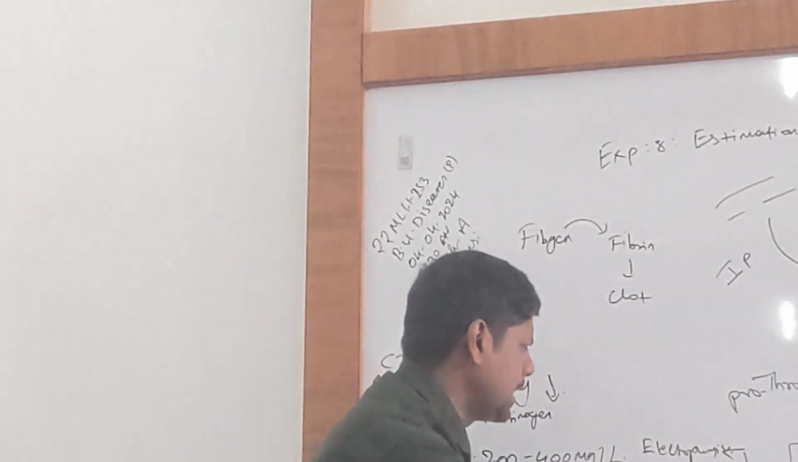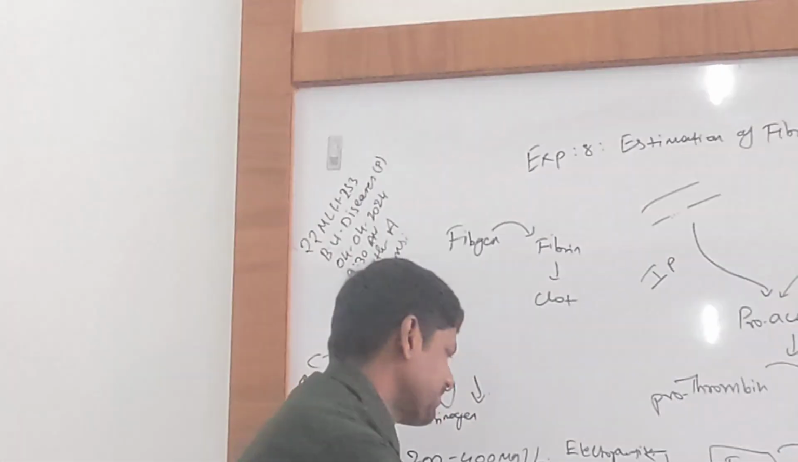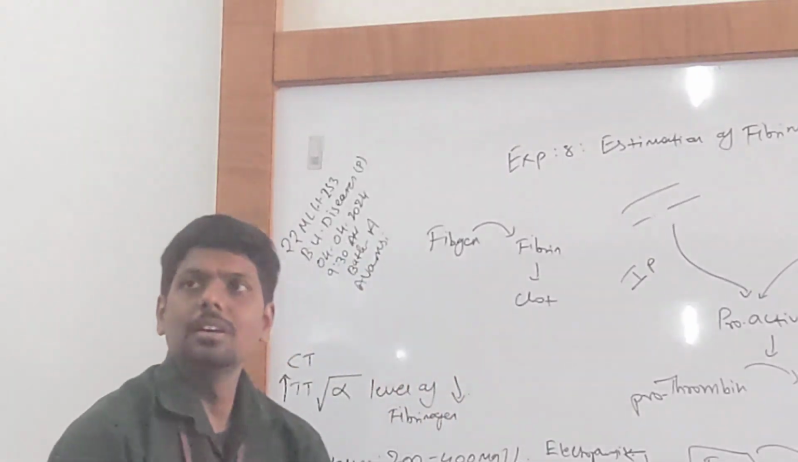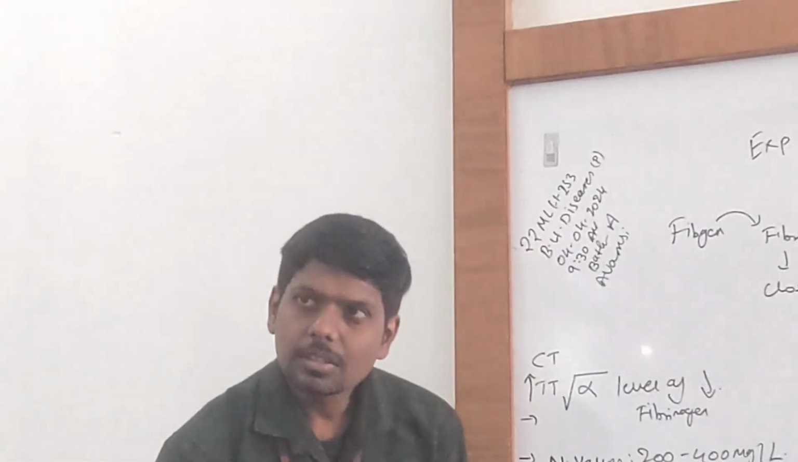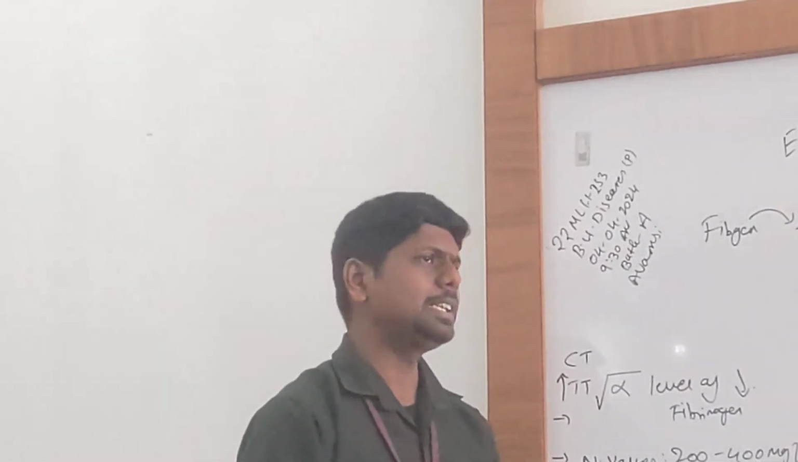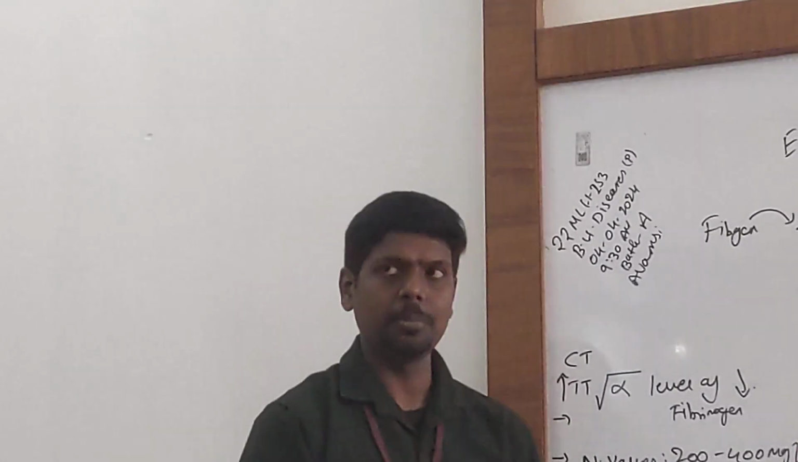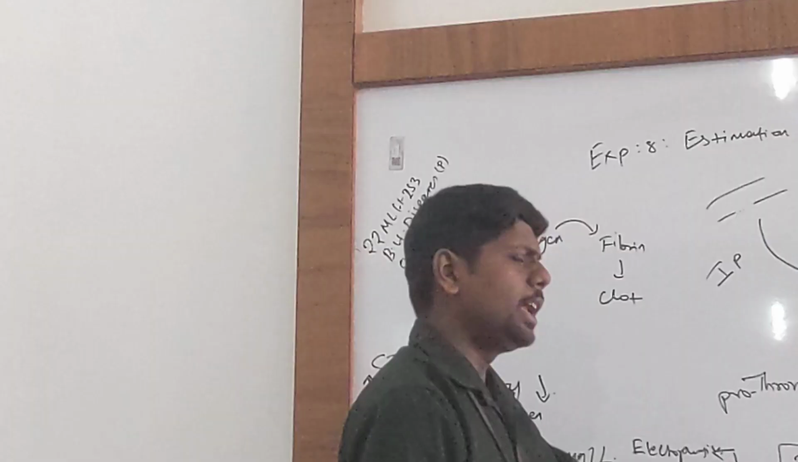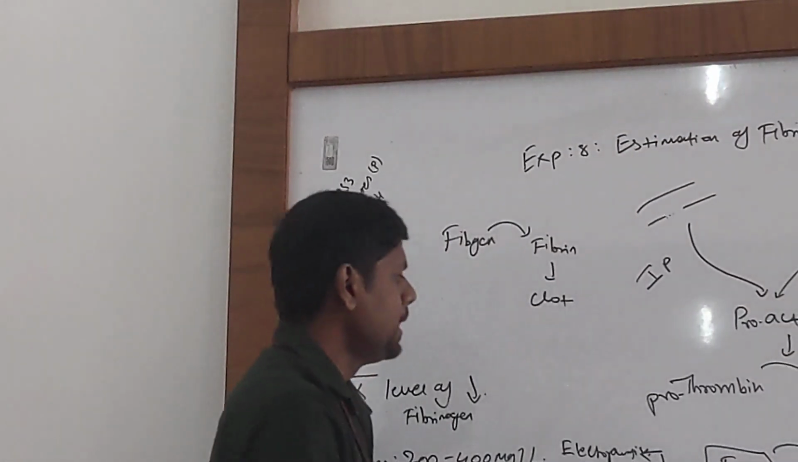Or we can also use other similar techniques, such as radioimmunoassay, etc. Sir, can we do PCR? What? PCR. PCR is for genes. This is a protein. Fibrinogen is a protein. Okay, so let us focus on here.